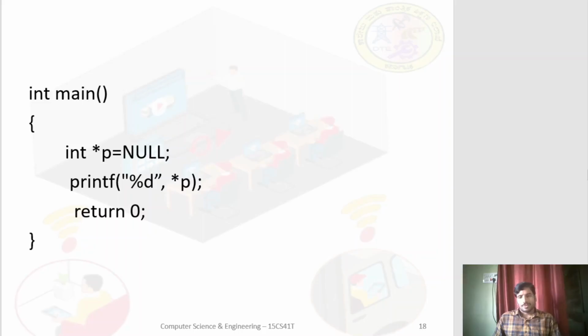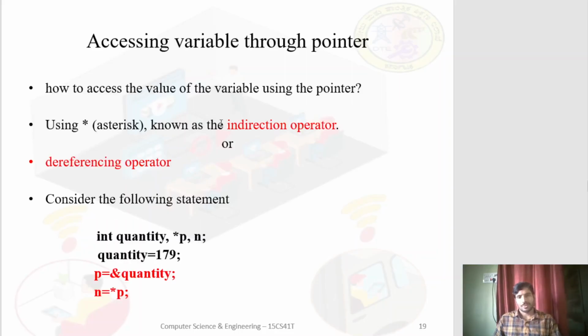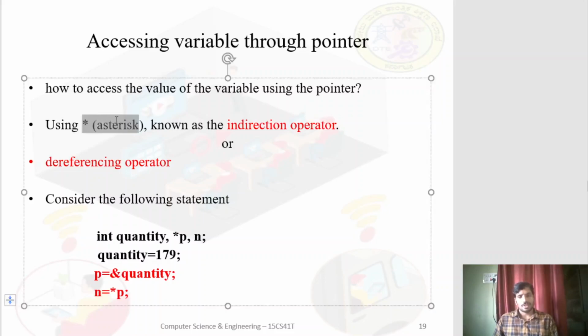Now we'll see how to access the variable through the pointer. We can access this variable using the asterisk operator. It is also called the indirection operator or dereferencing operator. Students, from now onwards you call it the indirection operator or dereference operator.